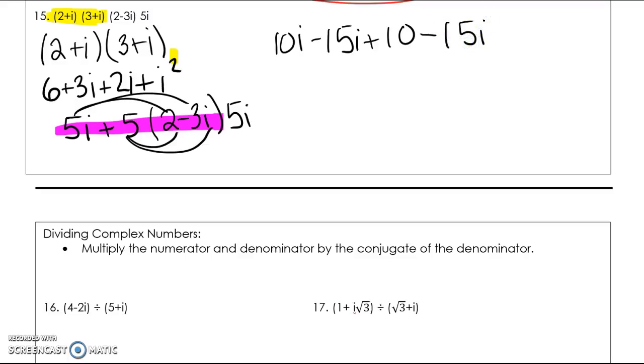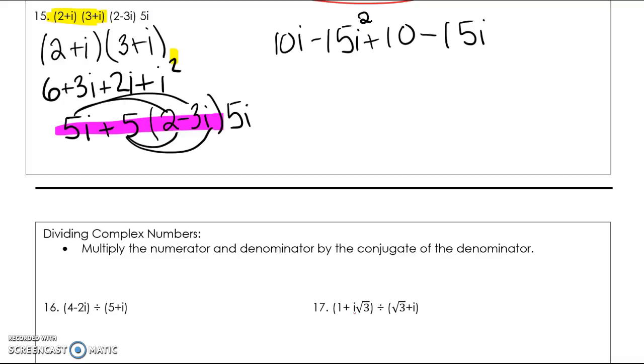Then the next thing I'm going to do is, let me just double check to make sure that was good. So I get a 10i, minus 15i, 10. So 5i, 15i. Okay, let's just double check. When I was double checking, this should be an i squared. So let's just make note of that.